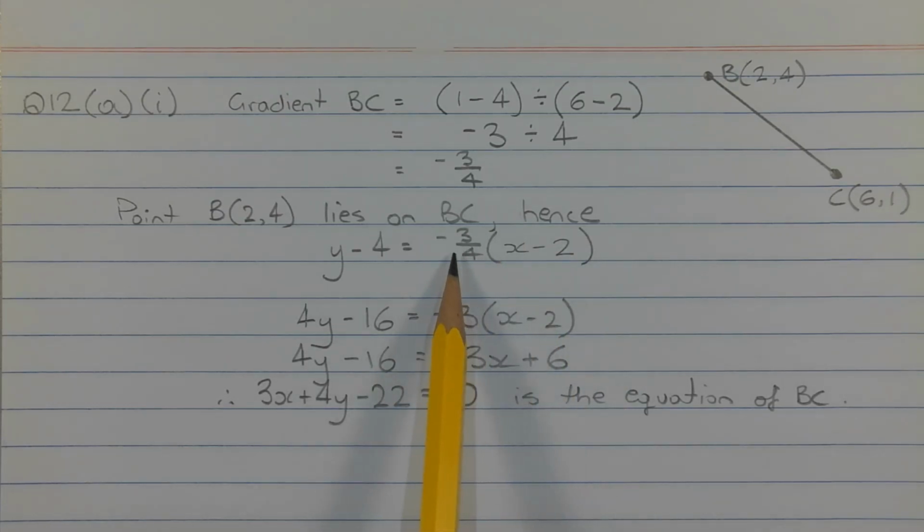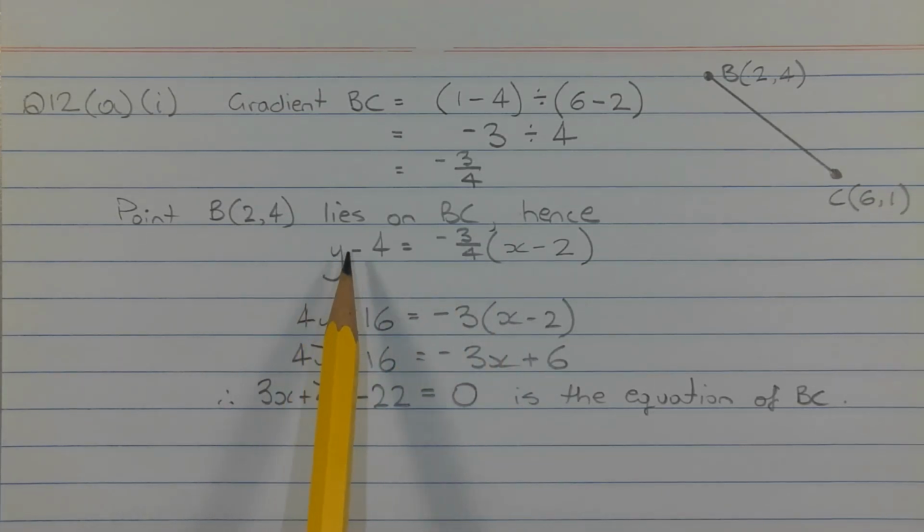Now we can eliminate this denominator of 4 by taking it over to the other side, so multiplying the y and the -4 by 4, we get 4y minus 16 equals -3 times (x minus 2). Expanding the brackets on the right hand side, we get 4y minus 16 equals -3x plus 6. Moving all terms over to the left hand side, so we have a 0 on the right hand side, and combining like terms, we get 3x + 4y - 22 = 0, which represents the equation of BC.